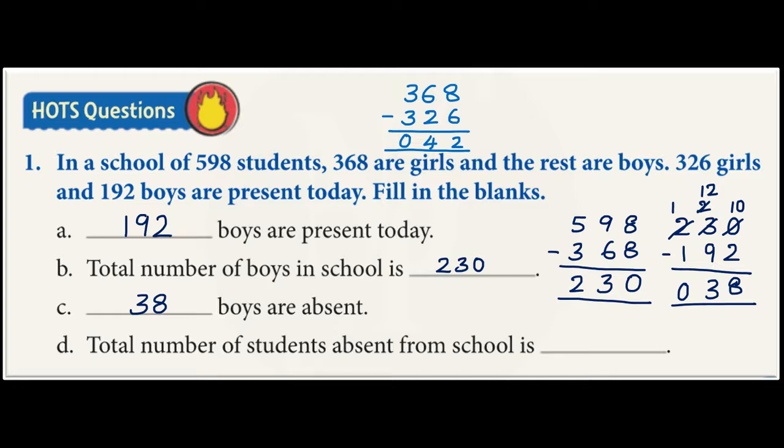To write the total number of students absent, we should add the number of girls absent today and the number of boys absent. Let us write down 42 and 38. We will add these two numbers to find the total number of students absent. So I write 42 here, 38. 38 is the number of boys absent and 42 is the number of girls absent. We will add these numbers.